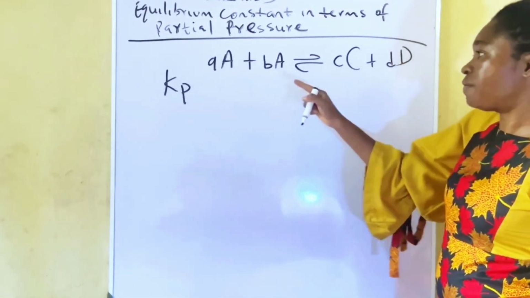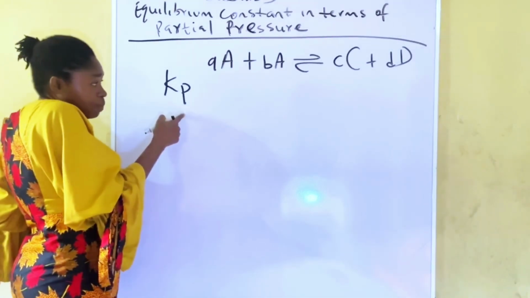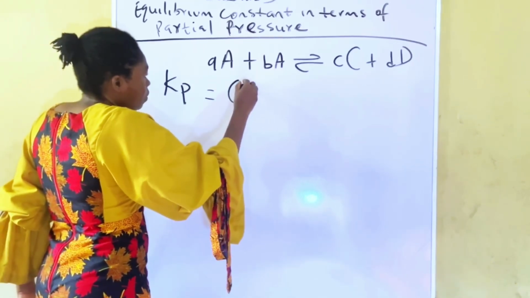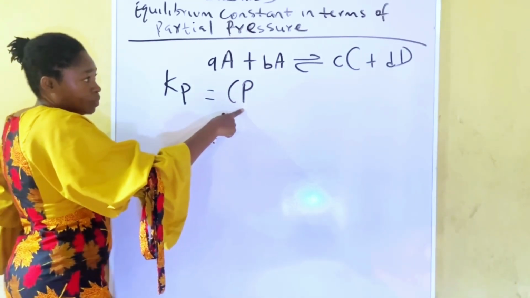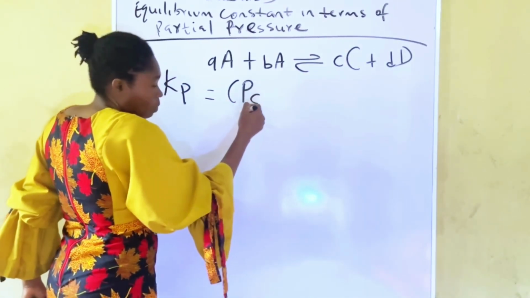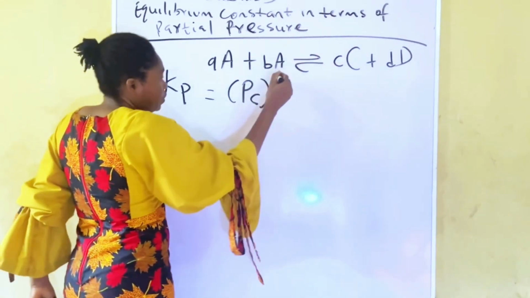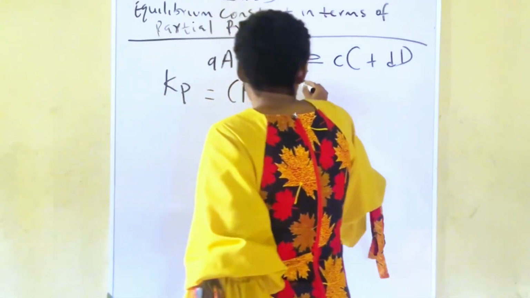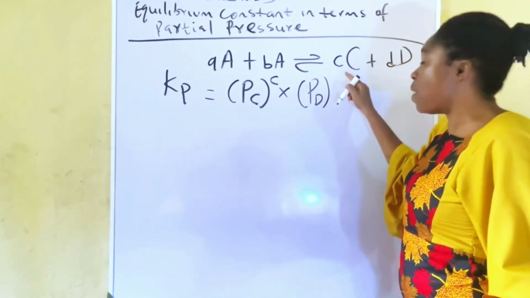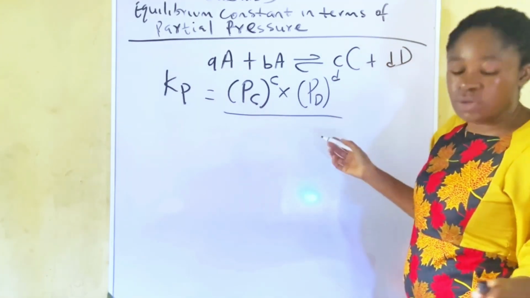So we're going to express this in terms of partial pressure, Kp, K subscript P. It's still the same thing. For the product, the partial pressure of C raised to the power of its stoichiometric coefficient, times the partial pressure of product D raised to the power of the coefficient, small letter d. It's exactly what we did before, just that we use P.